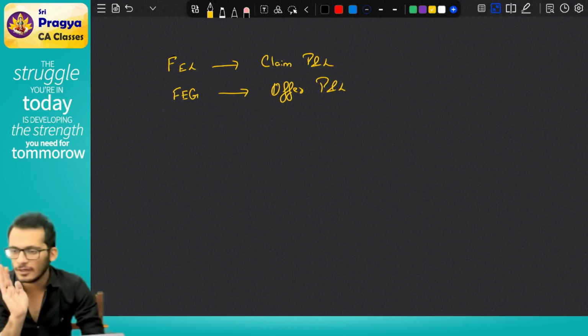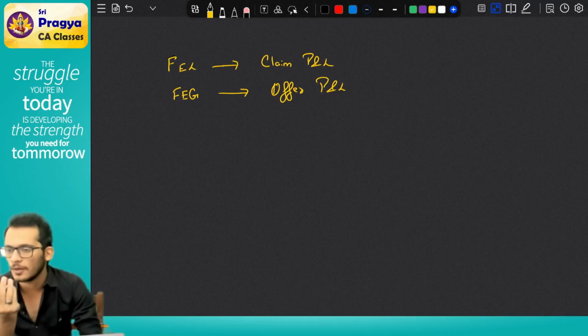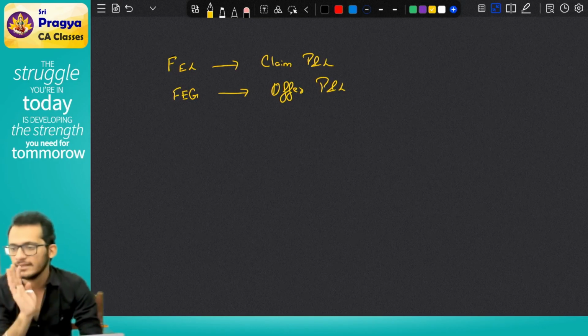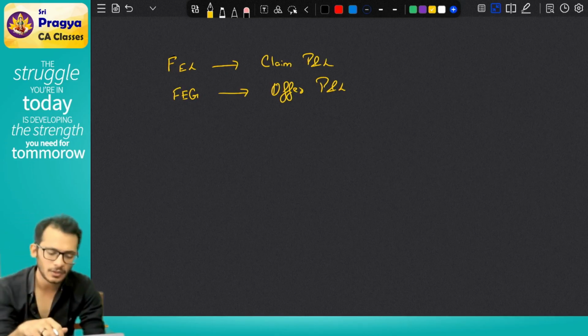Now, income tax also allows it. There is no problem. Income tax also says yes, no problem. If you have any foreign exchange gain or loss, you can offer it in P&L. But I have a certain problem. The problem is like this.